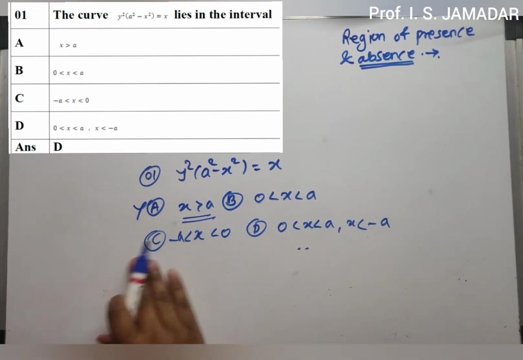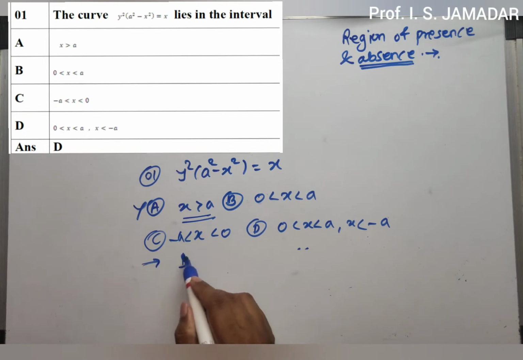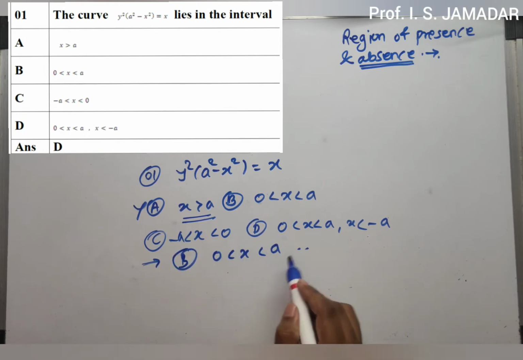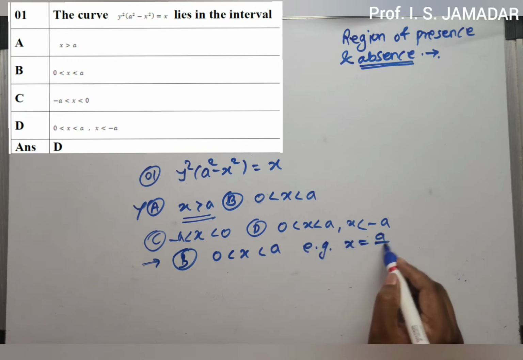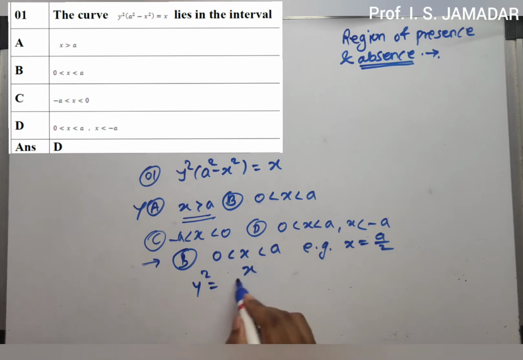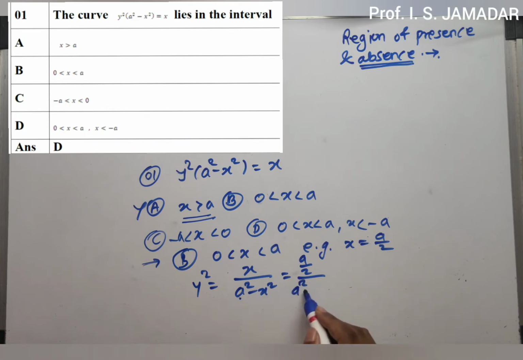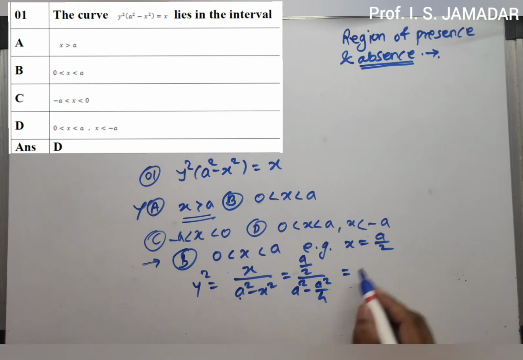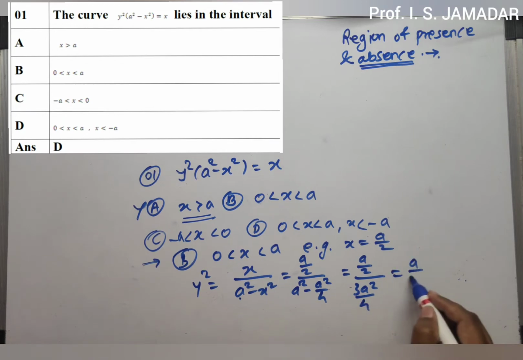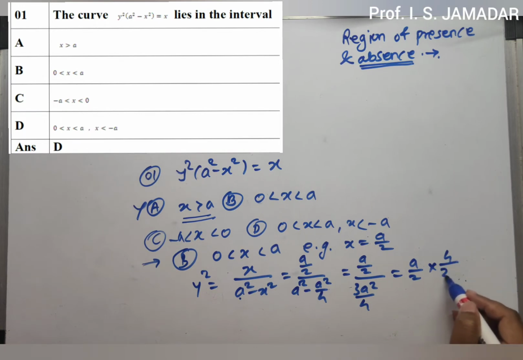For option B, what we have? x is between 0 to a. Suppose, for example, I take the value of x as a upon 2, then what we will have? y square will be equal to x divided by a square minus x square, that is a upon 2 divided by a square minus x square, which is 3a square upon 4. So a upon 2 into 4 upon 3a square. Two twos are 4, a will also cancel, so it remains only 2 upon 3a, which is positive.